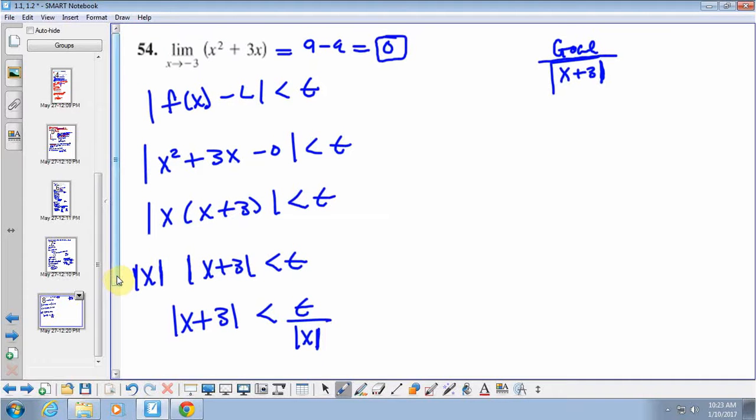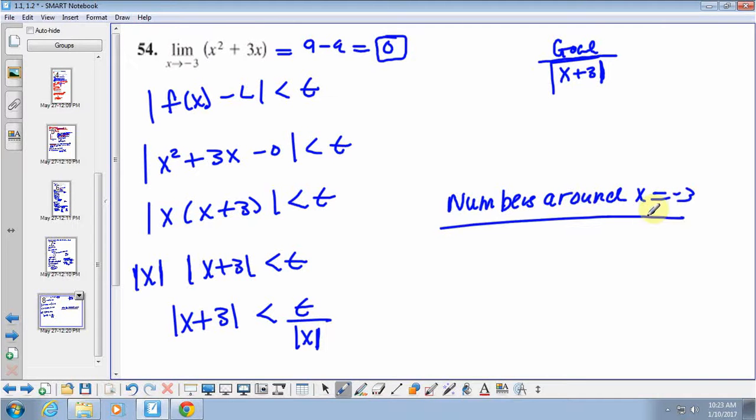So you tell me, what are we going to pick? What's our interval? So we need to look at numbers around x equals -3. What interval? Go ahead and say it. Negative what? Absolutely. -4 and -2.